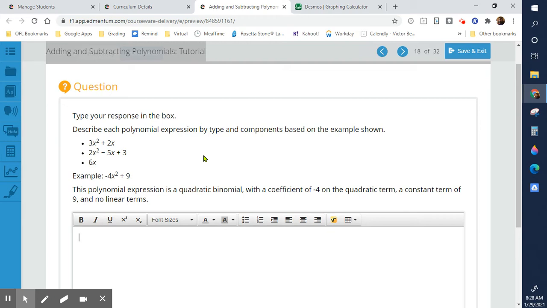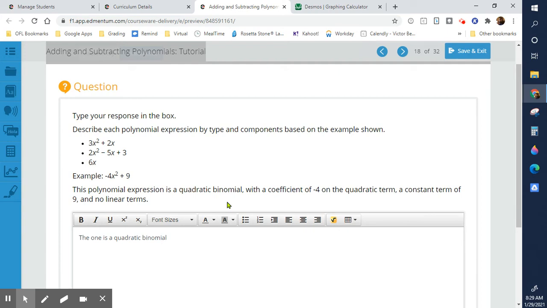Describe each polynomial expression by type and components based on the examples shown. Okay, so the first one is a quadratic, quadratic because of the squared, binomial.